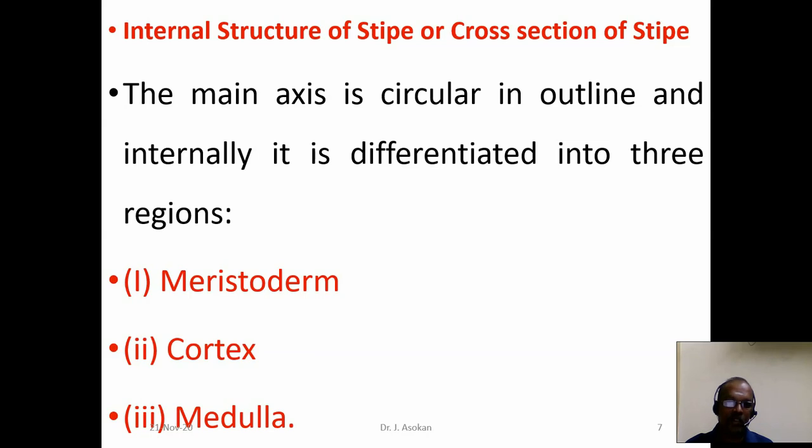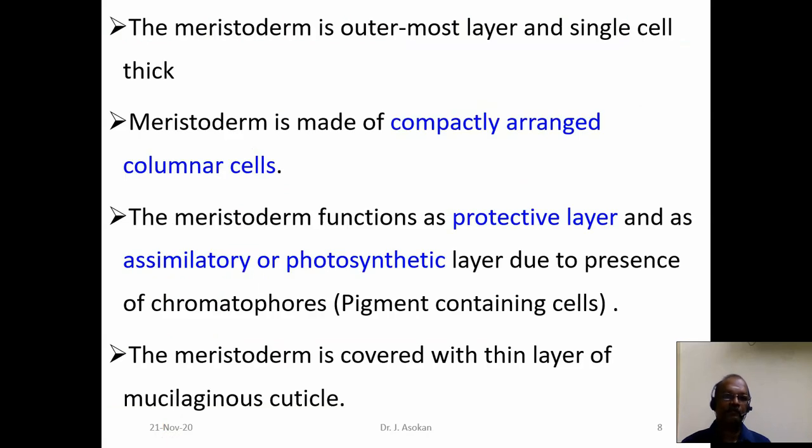The main axis is circular in outline. Cross section எடுத்து பார்த்தா main axis வந்து சர்க்குலராக வட்ட வடிவமாக காணப்படுகிறது. So the main axis is circular in outline, and internally it is differentiated into three regions. Internal மூன்று பகுதிகளாக வேறுபடுத்தப்படுகிறது. What are those three regions? They are meristoderm, cortex and medulla.